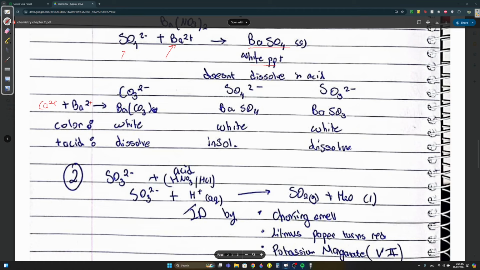If you add Ca2+ to CO3, you're going to get CaCO3. If you add Ca2+ to SO4, you get CaSO4. Same thing. You could say Ca or Ba. So in this table, basically what I'm saying is you're going to get a white precipitate when you add barium or calcium to CO3, SO4, and SO3. But the only way you'd know that it's SO4, if you get a white precipitate, is if you dissolve it in acid. If it doesn't dissolve, it's insoluble in the acid, and it's SO4.